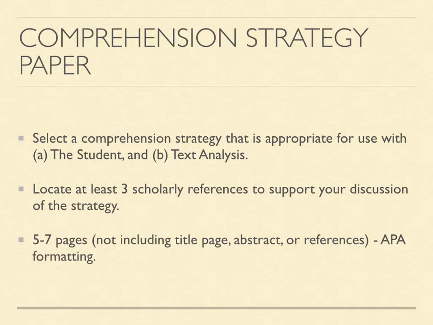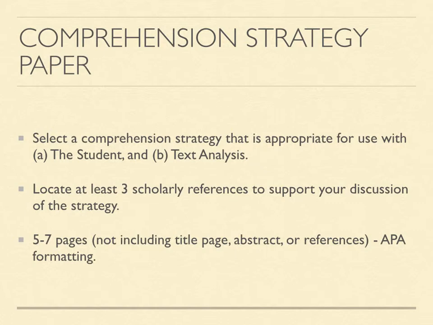Now, if the text that you selected for your text analysis paper did turn out to be appropriate for your student, then you're going to use that text to build the comprehension strategy paper that you're developing. If that book turned out to not be appropriate for your student, then you'll select a different book and discuss the comprehension strategies that you would use. Just describe that in your paper if that's the choice that you make.